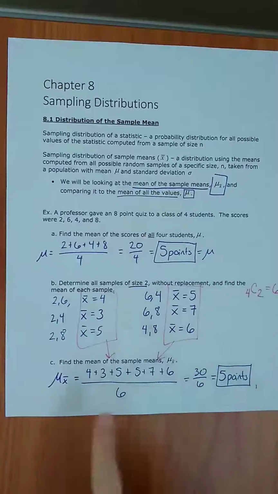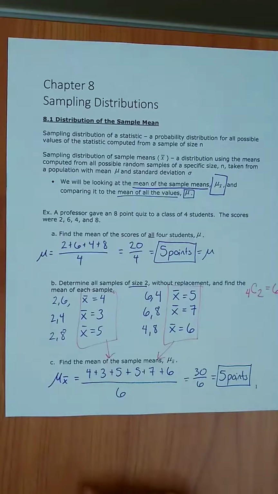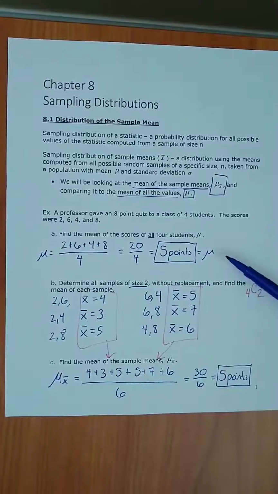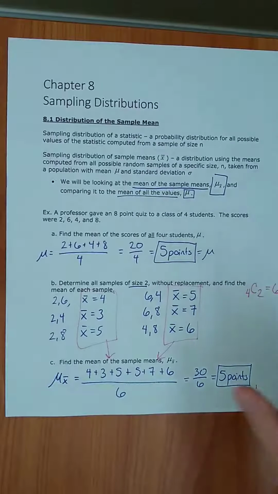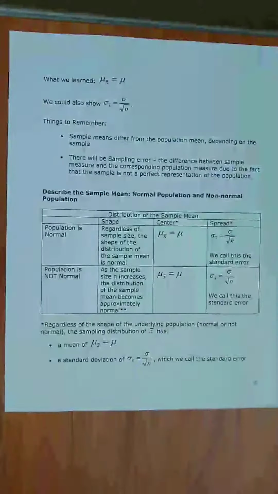So the question is, why would you do all this work if it's the same, right? Well, before we did this work, we didn't know if it was the same. And so this is our one example that we're going to do to kind of show you that mu sub x bar is equal to mu. So what we learned is that mu sub x bar is equal to mu.